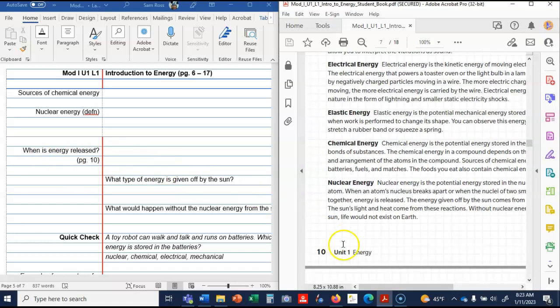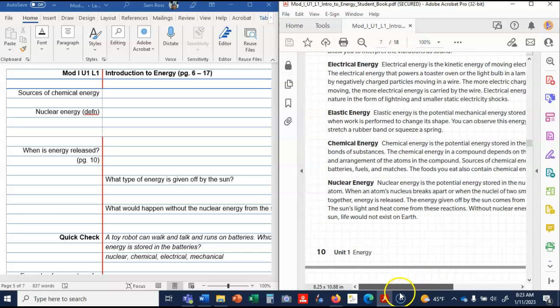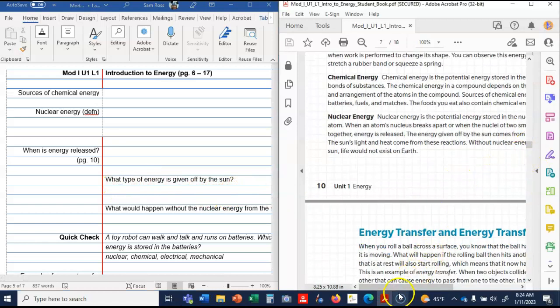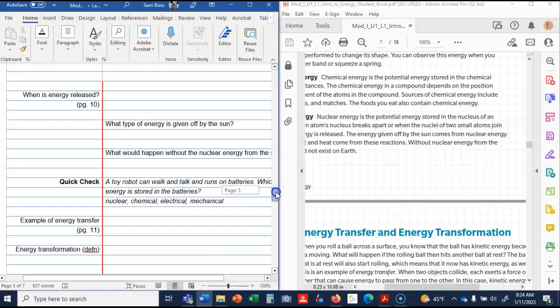So when is energy released? Let's see. When the atom's nucleus breaks apart, or when the nuclei of two small atoms join together, energy is released. So basically when the nucleus either breaks or fuses with another nucleus, energy is released. And that's going to be the answer to this last question before we get to what type of energy is given off by the sun. The energy given off by the sun comes from nuclear energy. So that would be nuclear energy.